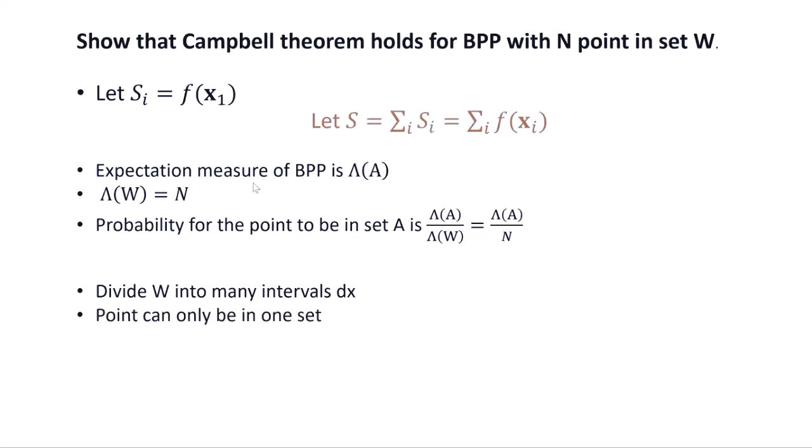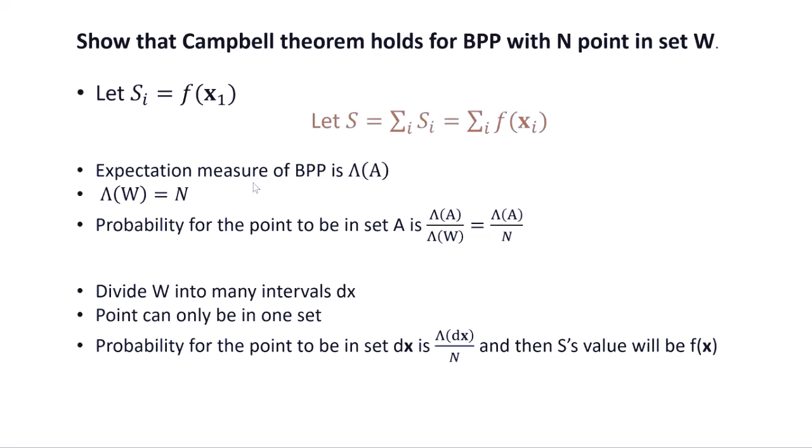So now we do the same thing: we divide W into many intervals dx. One point can only be in one set. Let's focus on one point x_i. So the probability for that point to be in set dx is Lambda(dx) by n, and that particular S_i value would be f(x). So the expectation E[S_i] would be the integration of f(x) into the probability, which is 1 upon n times Lambda(dx), and then integration over the complete space or intervals.